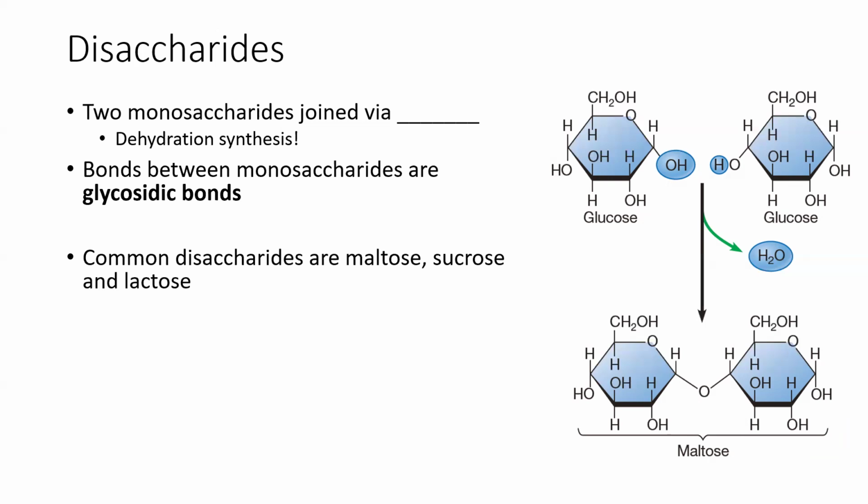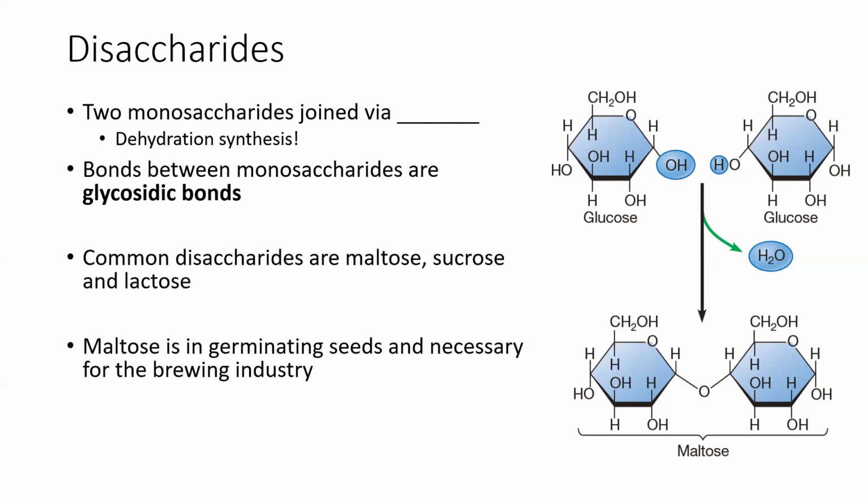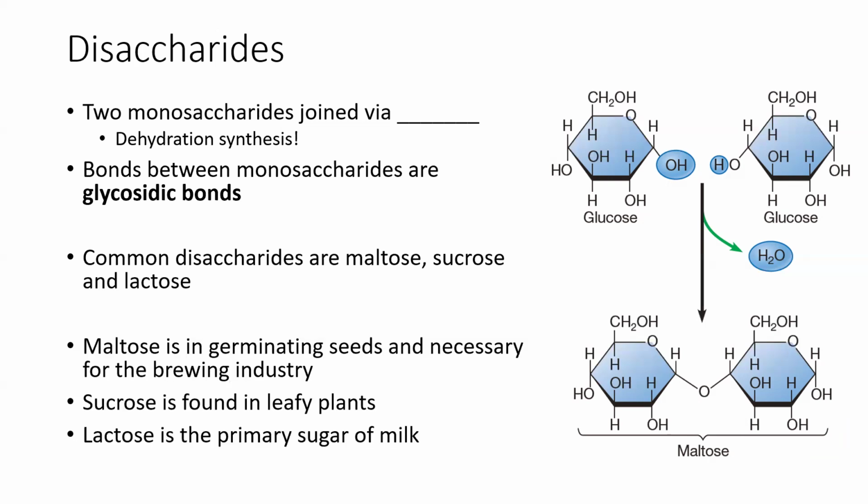Common disaccharides include maltose, sucrose, and lactose. And then I have some bullets here about what those are or how you might encounter them. Maltose is in germinating seeds, so when they're under the ground, it's a sugar that fuels their ability to break up through the soil. It's also important in the brewing industry, so malt sugar is something that's in Whoppers. If you've ever had those malted chocolate balls, those are malt sugar. It's also used in malted whiskey, so it's a super important sugar in the industry.